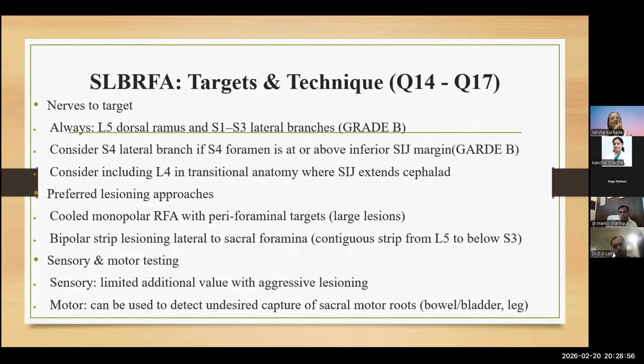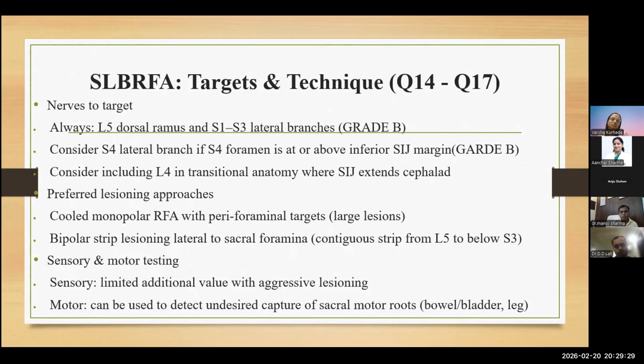The preferred lesion technique is mainly pooled RFA, which should be used with periforaminal targets, because it causes larger lesions compared to conventional radiofrequency ablation. And we should also consider bipolar strip lesions compared to conventional single monopolar lesions. And L5 should be considered with the S1, S2, S3 lateral branches.